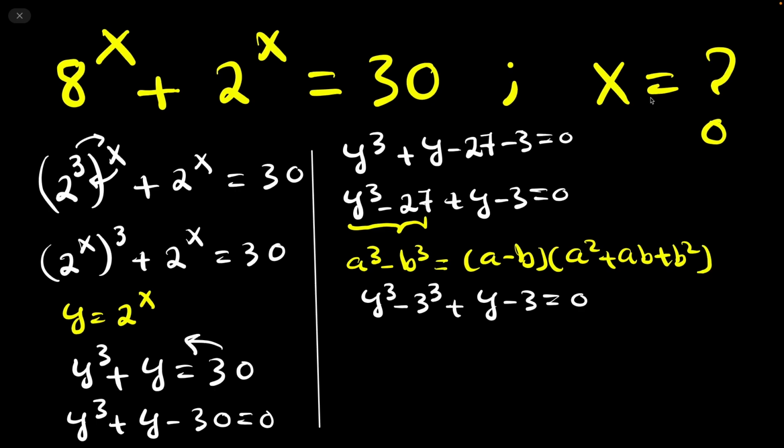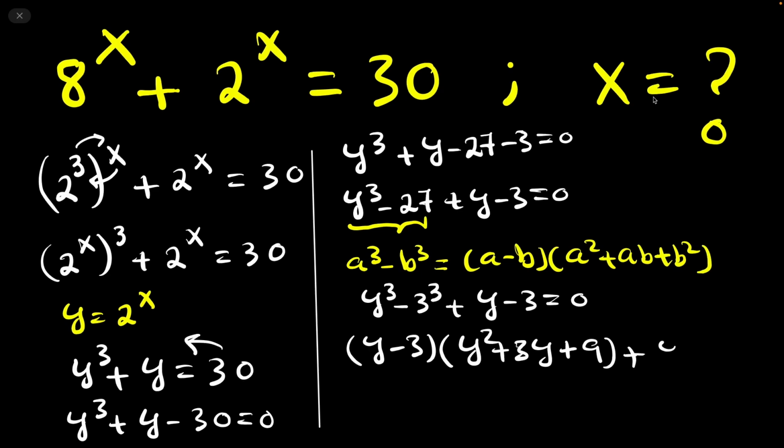So I'm going to write this in this form. So let's go and write. Instead of y cubed minus 3 to the 3, I'm going to write y minus 3 and y squared plus 3y plus 9, plus y minus 3, equal to 0.